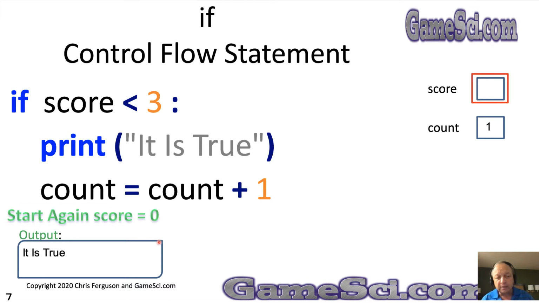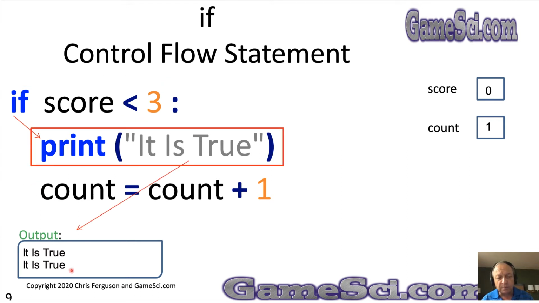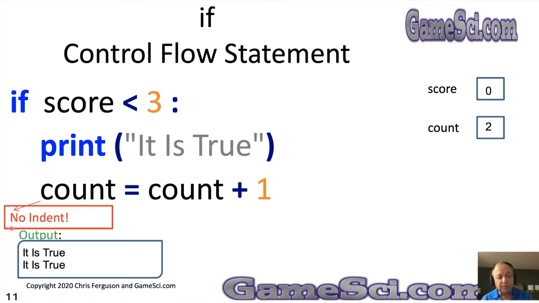Let's start again. This time let's set score equal to 0. So this variable will be updated, and we'll try it again. With a 0 in the score variable, 0 less than 3 is very much a true statement. What happens when the if condition is true? We go inside and execute the indented code. All the indented code below the if statement will execute when the condition is true. Once again, you'll see it is true show up on the output, and because it's indented, we'll execute the next line of code, count equals count plus 1. You'll see the variable count went up to 2, telling us basically the if statement was true twice. Stop when we lose the indent.